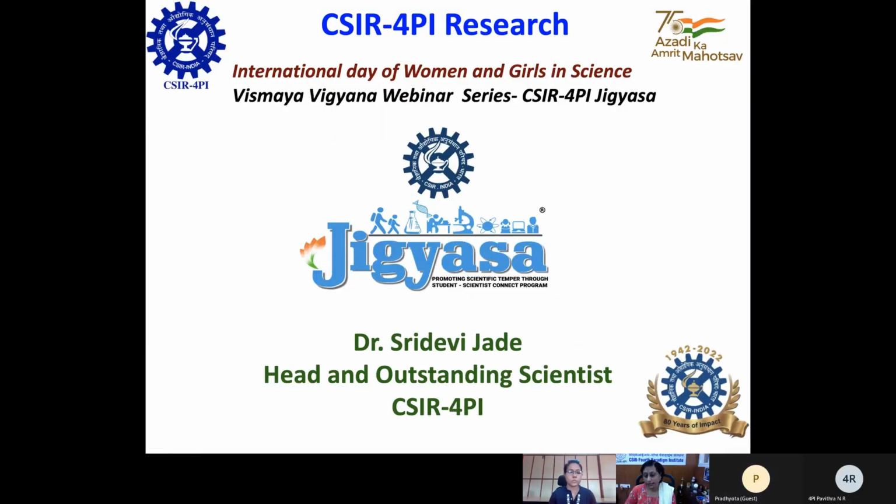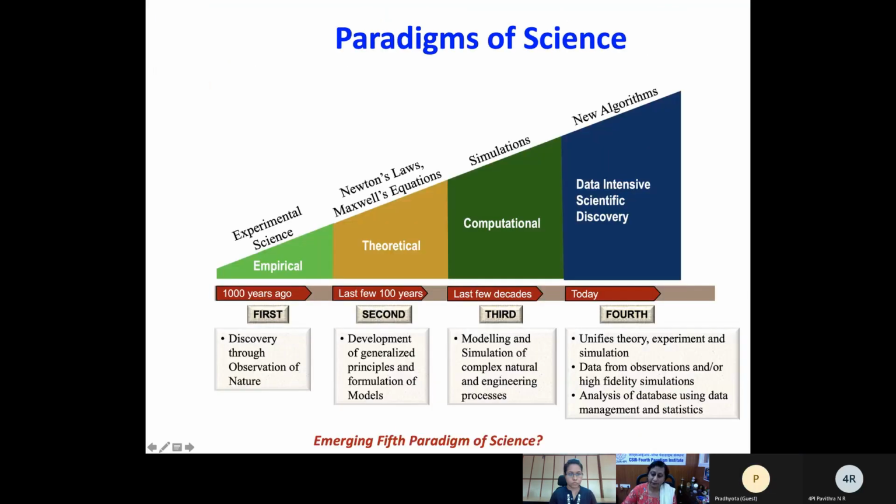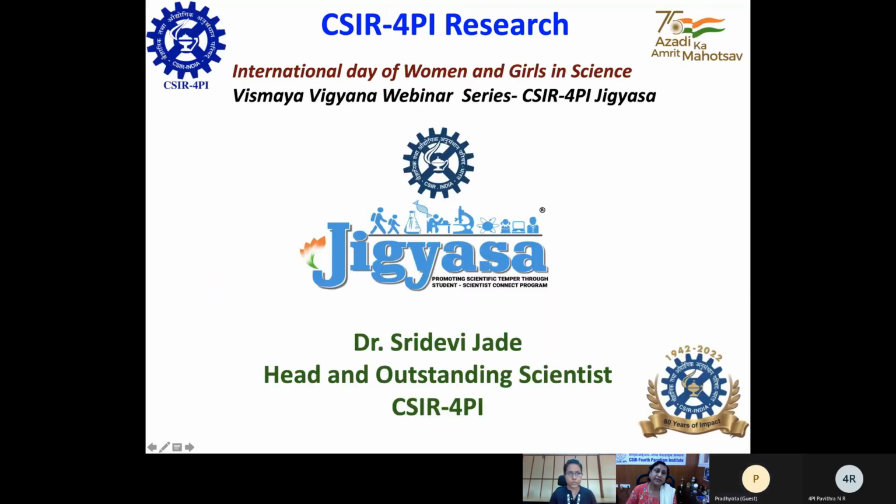So this is day two, and yesterday I also forgot to mention that this is part of Azadi Ka Amrit Mahotsav. I think even the coordinator forgot to mention it. And also, we are in the CSIR as an organization. It was established in 1942, so we are in the 80th year of CSIR. Yesterday we missed that because it was day one and there were some teething issues.